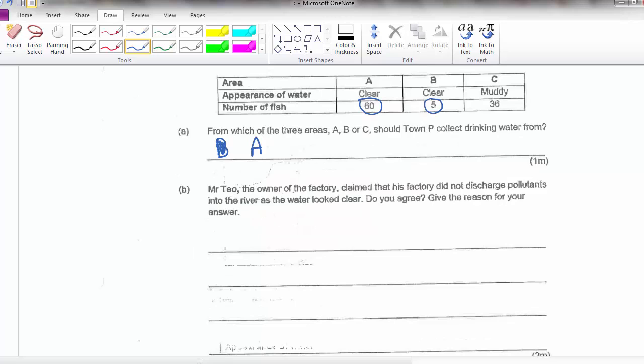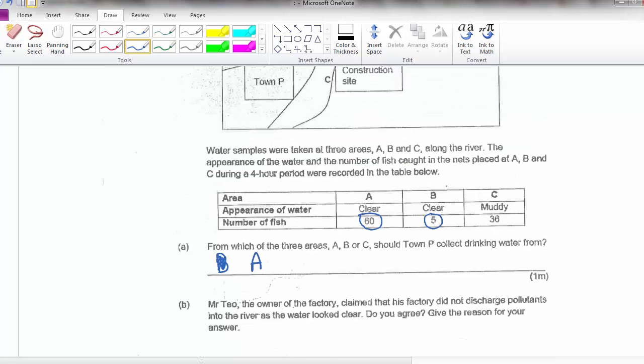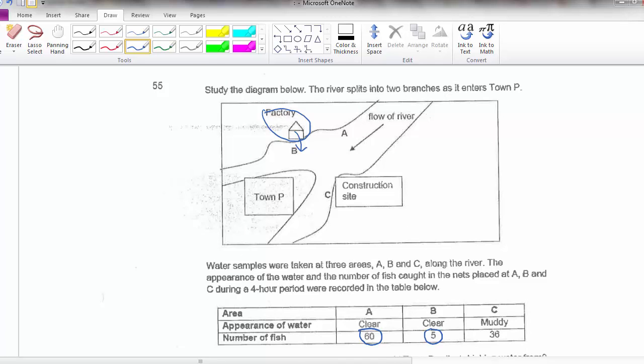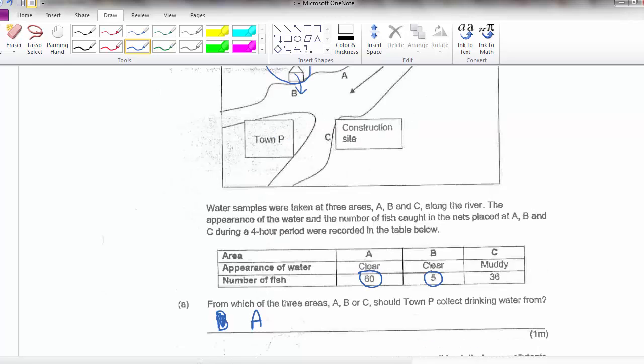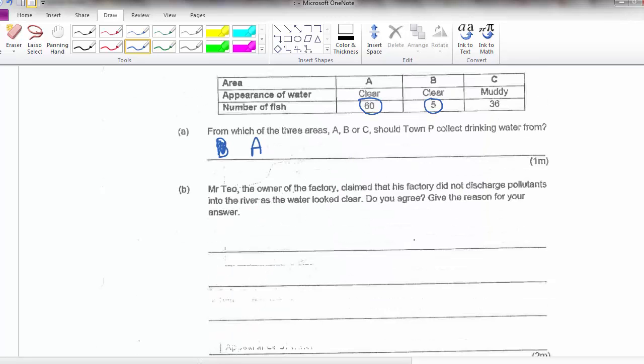So part B, Mr. Teo, the owner of the factory, claimed that his factory did not discharge pollutants. So do you agree? Well, we have to base it on evidence and not just what we think the factory does. Okay, so if you look at the evidence, although the appearance of water is clear, the number of fish is very low. So something is happening to the fish. So that is reason enough to prove that Mr. Teo is actually dumping pollutants into the river.